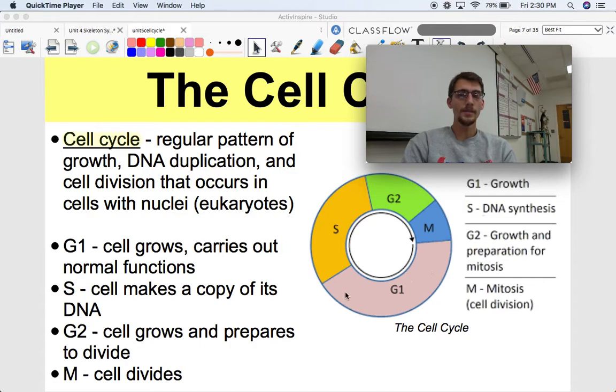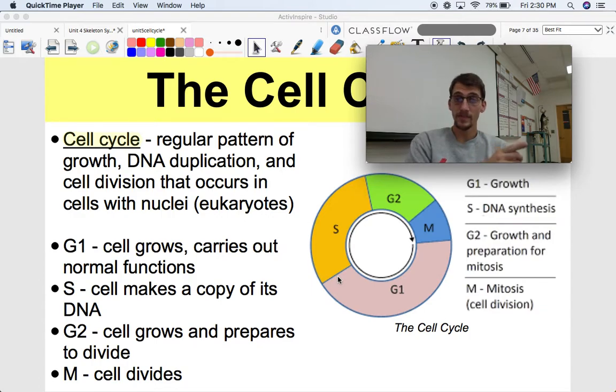So G1, this is the first phase here, and this is where a cell grows. It carries out its normal functions. It does cell things. It does what cells do. It makes proteins. It does its job. And that's the normal phase. It's called G1 or gap 1, as it's often referred to. A decent amount of the cell's life is spent in gap 1. Maybe if this were 24 hours, it would spend about 8 of those hours in gap 1, just doing normal cell stuff.